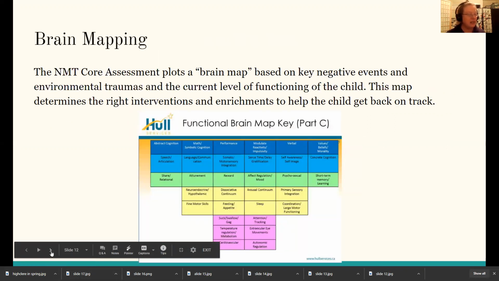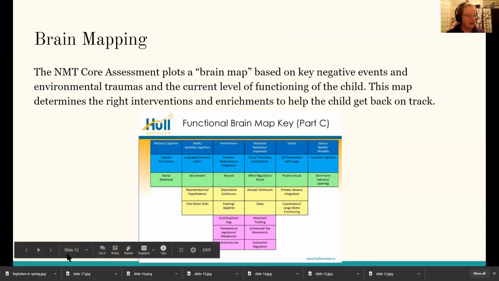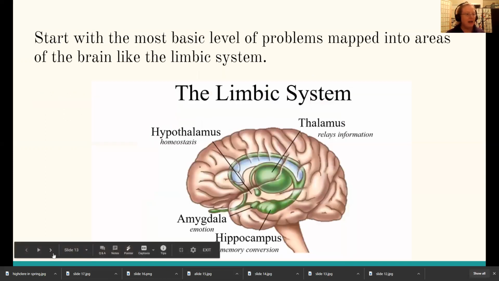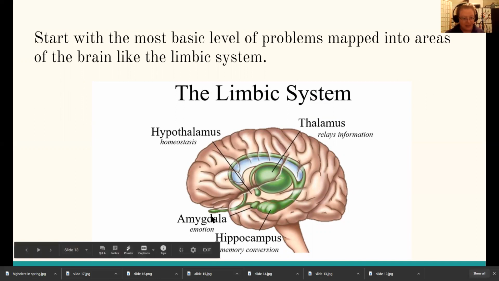The NMT core assessment plots a brain map based on key negative events and environmental traumas and when they happened, and the current level of functioning of the child. This map helps to determine the right interventions and enrichments to help the child get back on track. You start with the most basic level of problems mapped into a lower area of the brain, like the limbic system, which is right there.